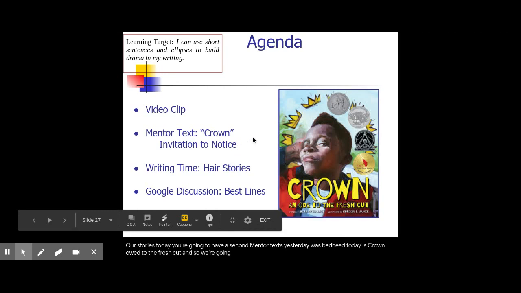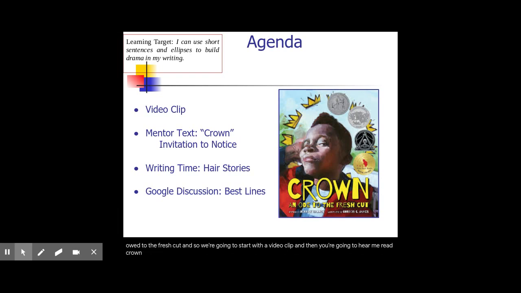And so we're going to start with a video clip, and then you're going to hear me read Crown, a mentor text, and we'll notice a lot of the amazing techniques the author is using. And then we're kicking it over to you. It's your turn to write an experience that you've had with hair, whether it's good, whether it's bad, whether it's ugly. And then we're going to be sharing some best lines perhaps tomorrow.